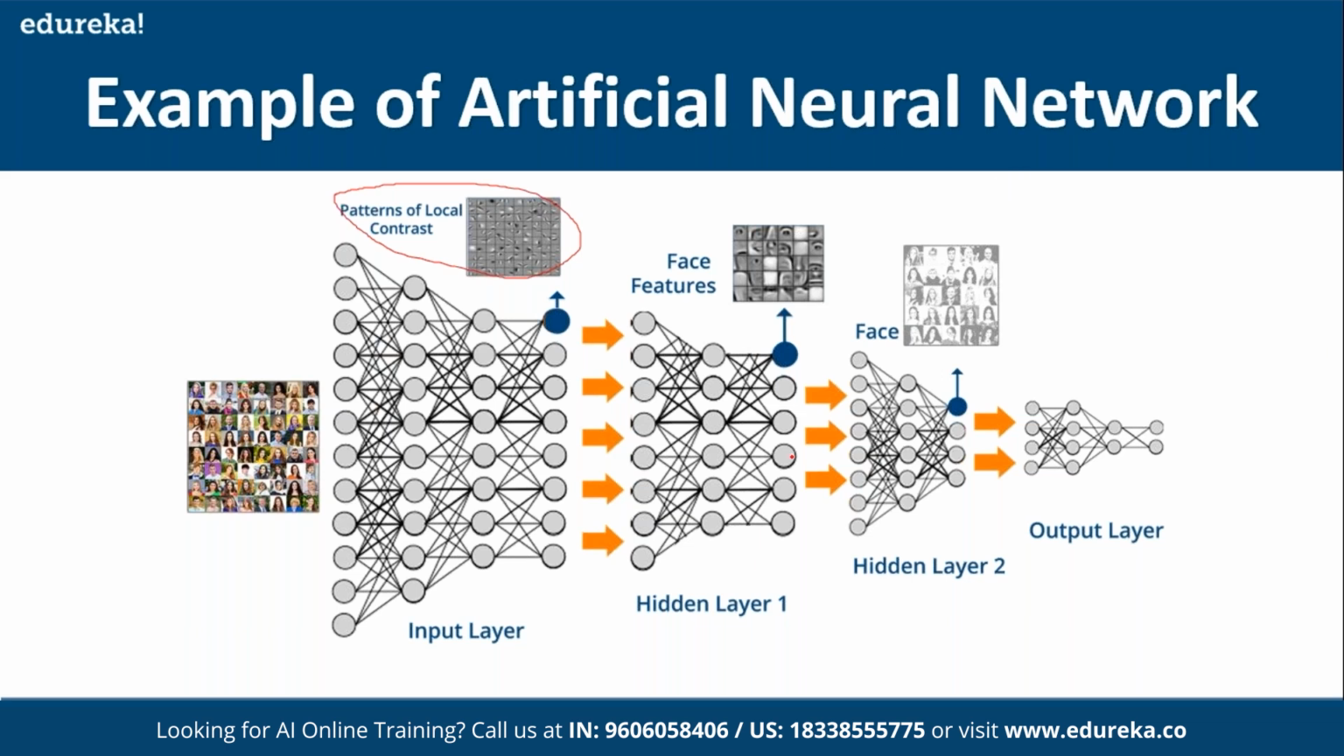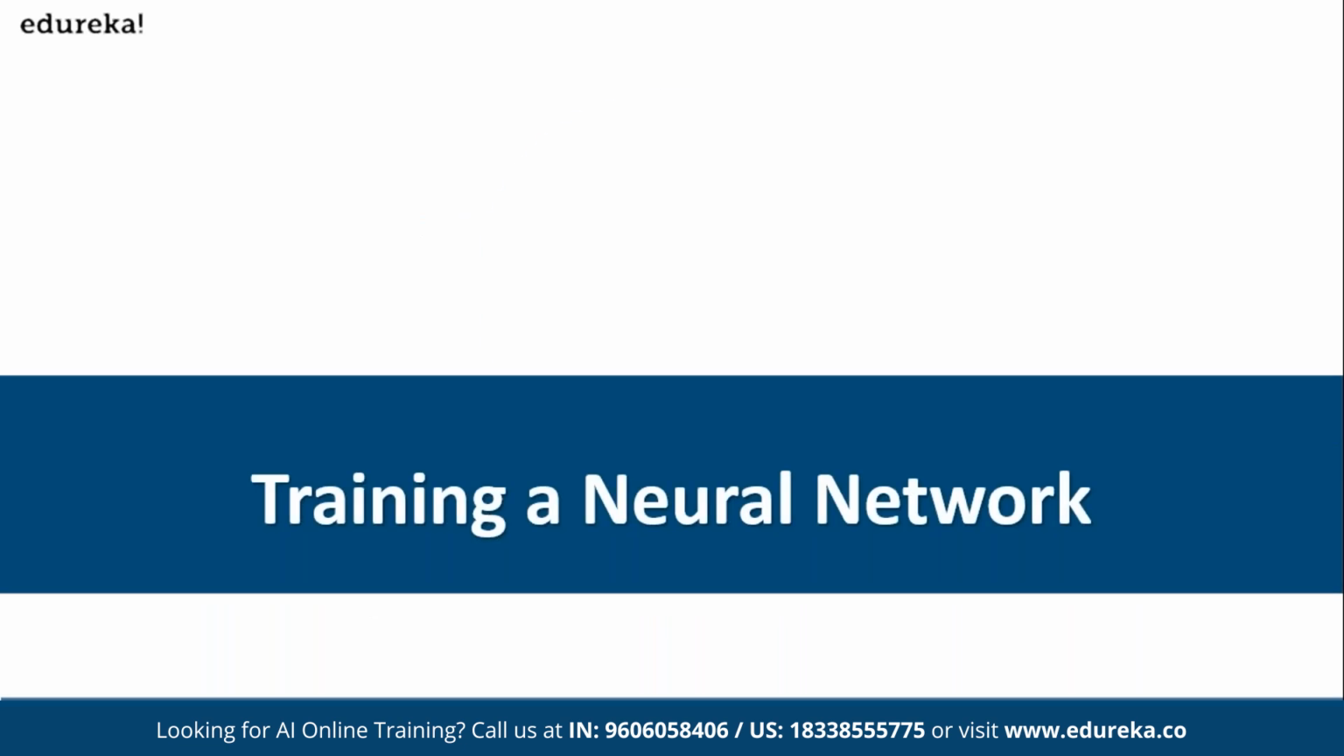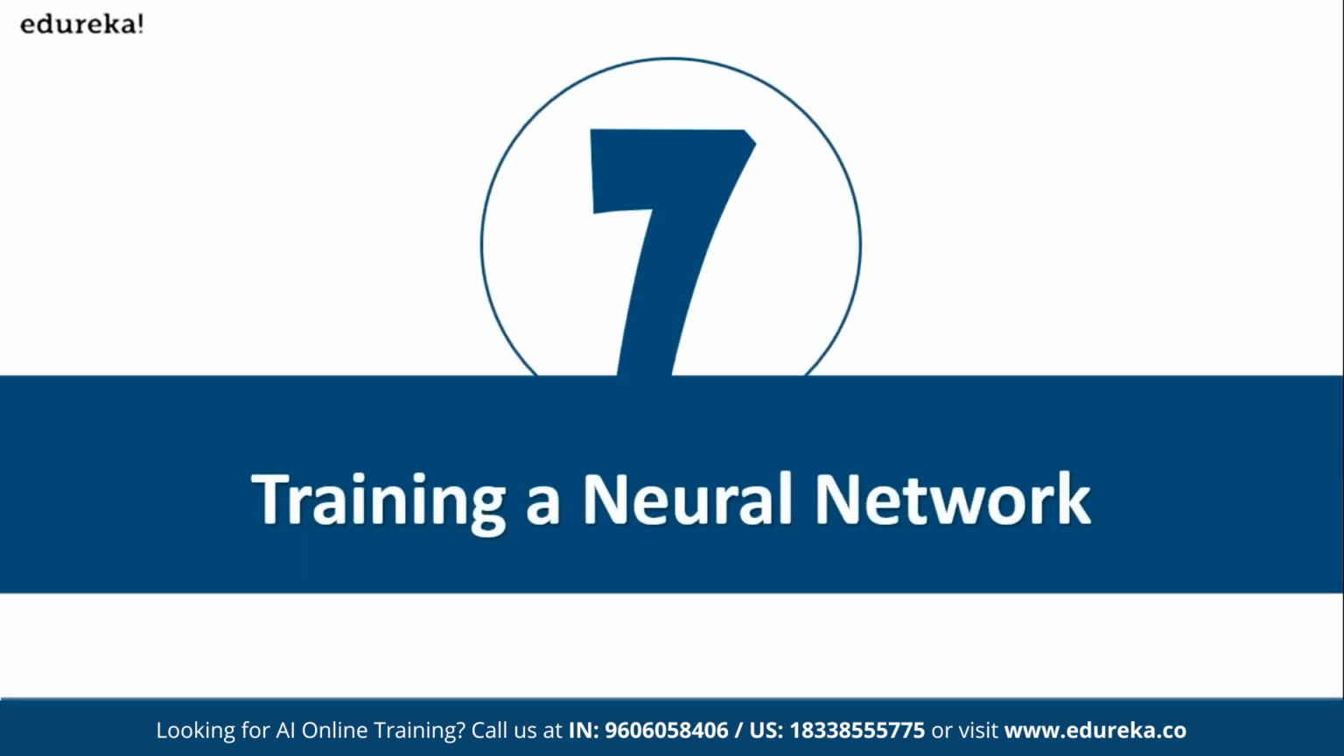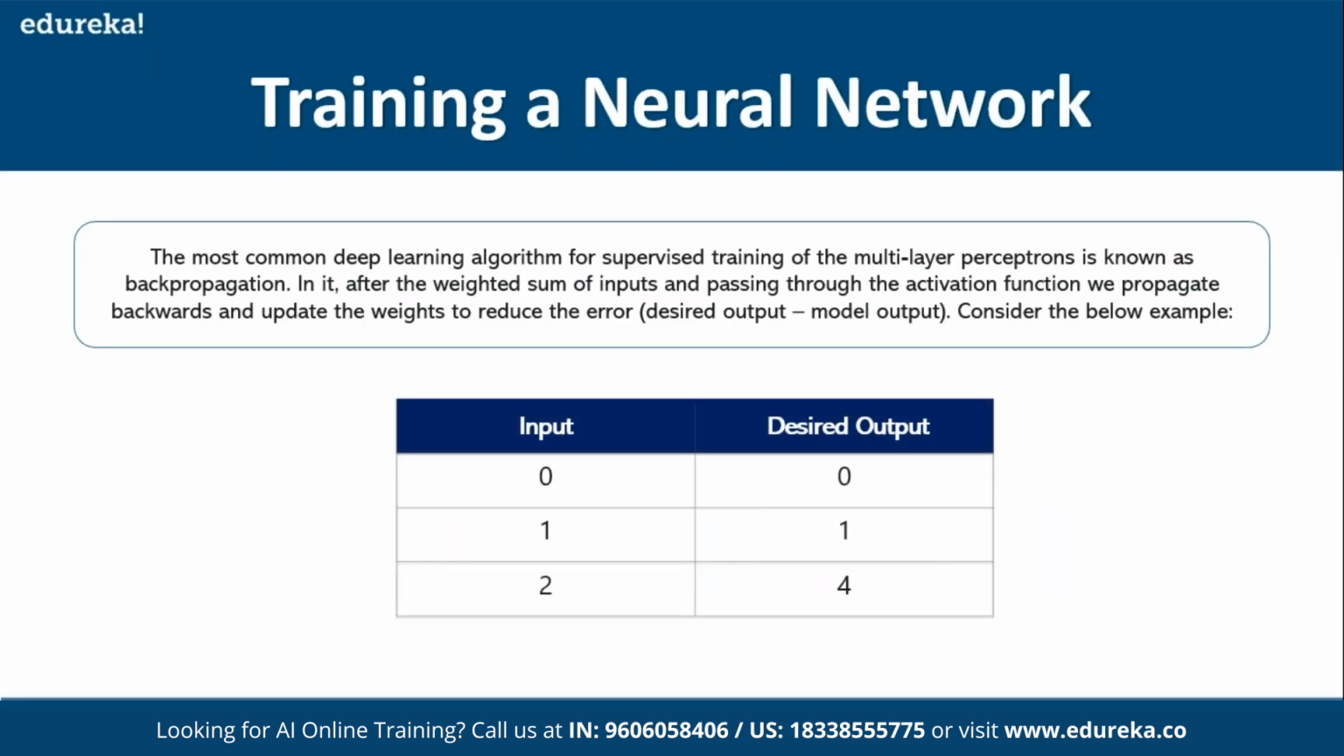With this, let's see how exactly we train a neural network. This is something which will help you understand whatever we spoke about, and what exactly works here. Now, we have two columns here: an input column and a desired output column. I have inputs 0, 1 and 2, and my desired outputs are 0, 1 and 4. By seeing the input and output, we know it is the square: 0 square is 0, 1 square is 1, 2 square is 4. That is our desired or expected output.